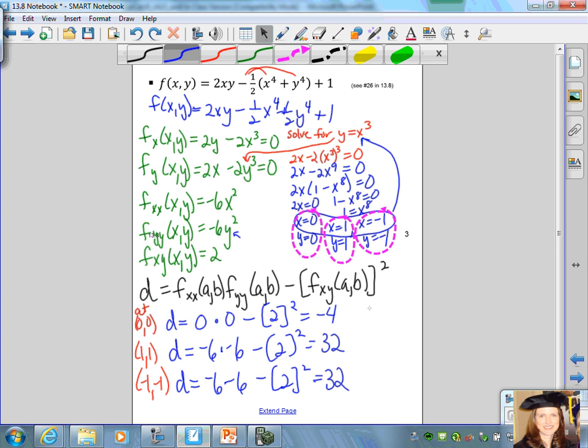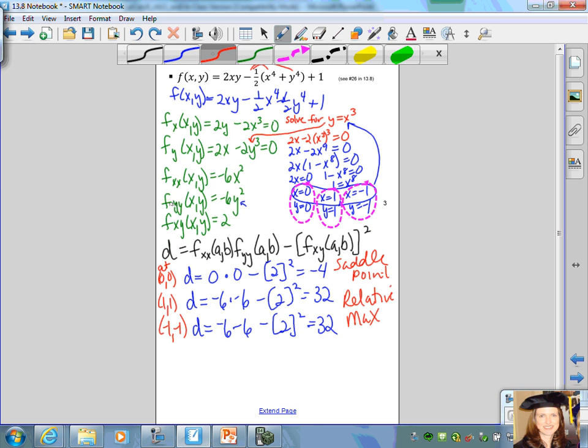So in this case, when the D is negative, we have a saddle point. And in both of these, where the D is positive, but these are negative, we have relative max.